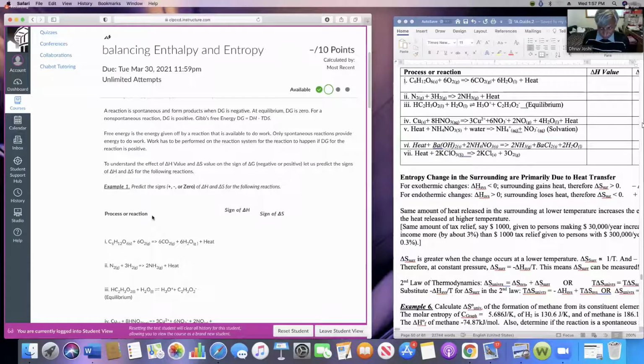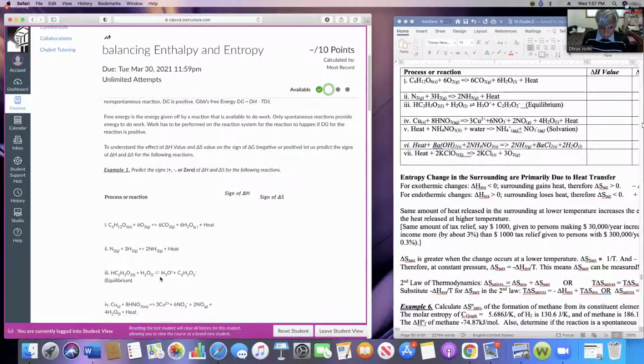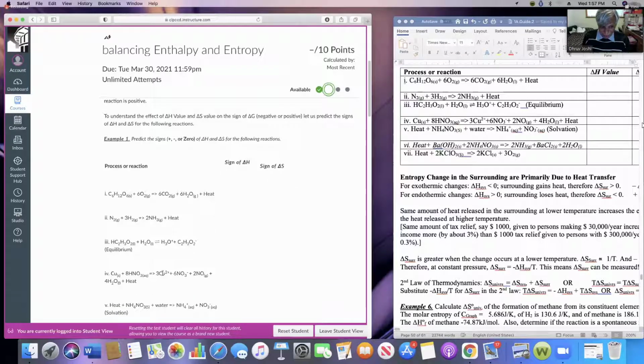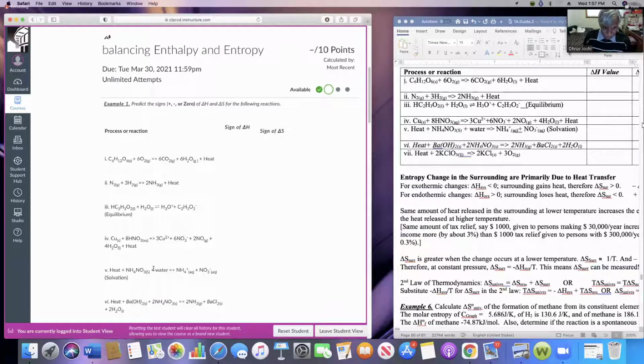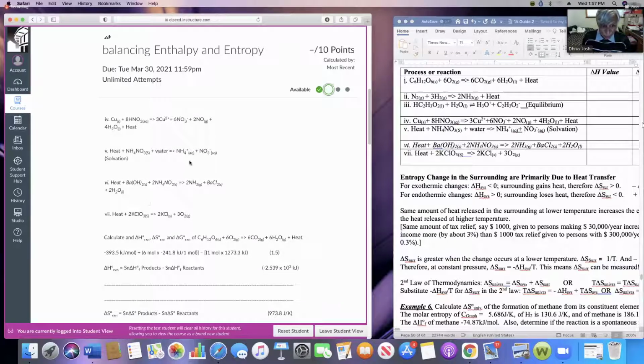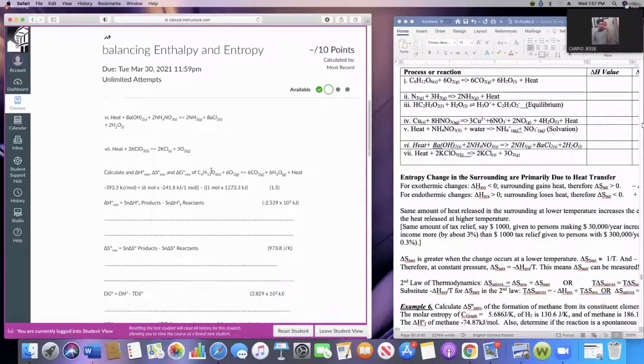Process or reaction. This is a reaction. This is a reaction, but this is, let's see, a process. This is not a reaction. Solvation is a process. It's not a reaction. No changes are happening in solvation. So in equilibrium, there are reactions happening, but they are both canceling each other out. Okay, so that's heat of reactions and entropy of reactions. And this delta G business, we are going to talk about it soon, but not here.